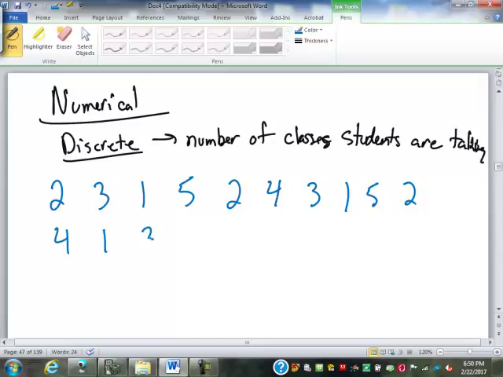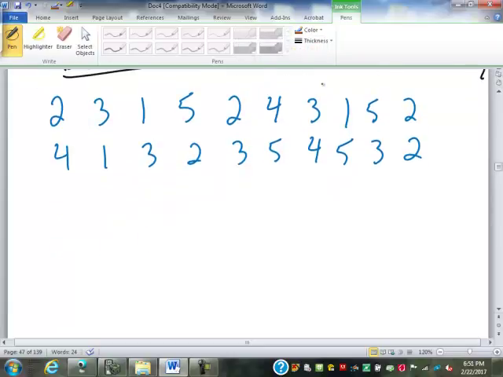4, 1, 3, 2, 3, 5, 4, 5, 3, 2. So there are 20 students surveyed to see how many classes they're taking. So my frequency table, now I'm going to label this number of classes and frequency.